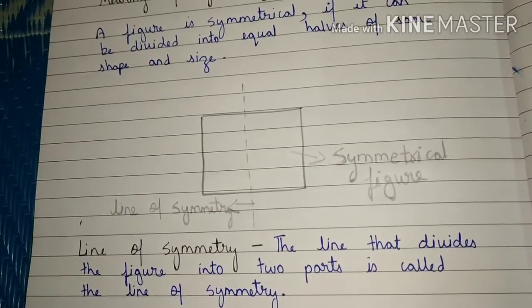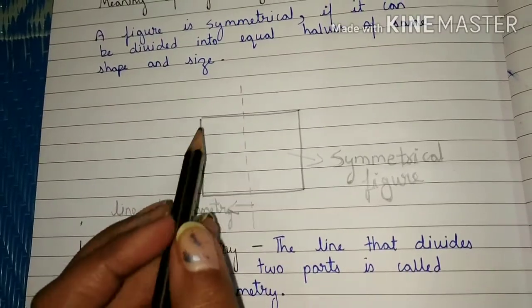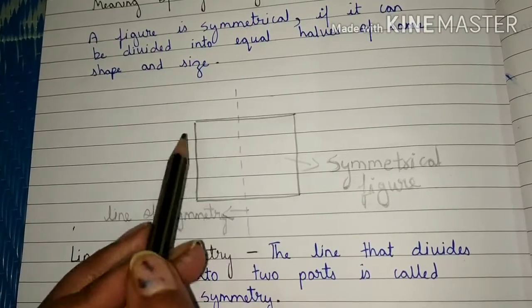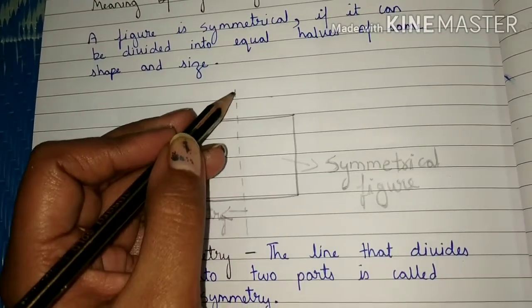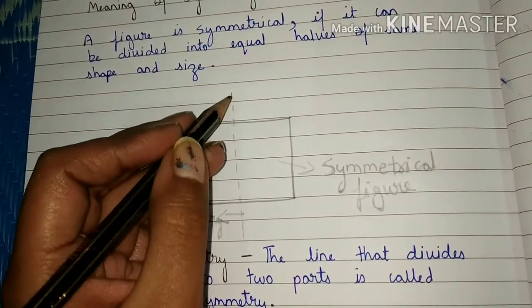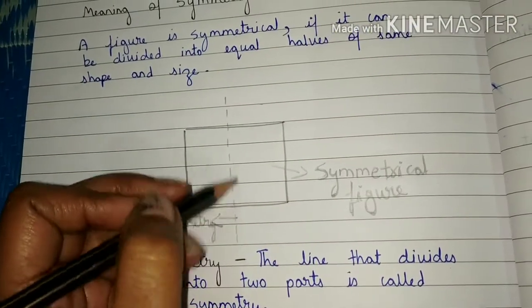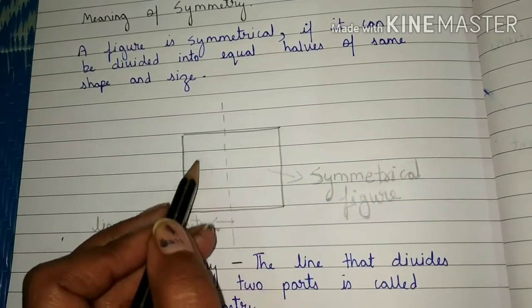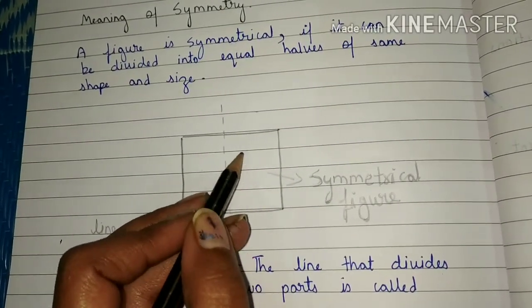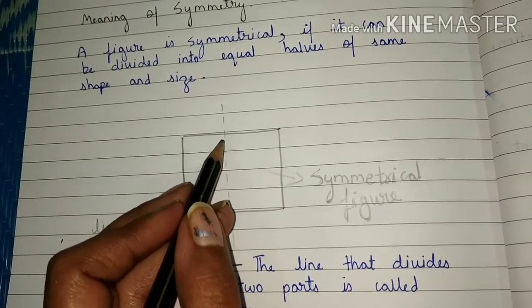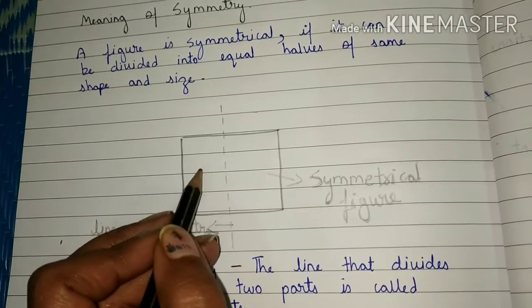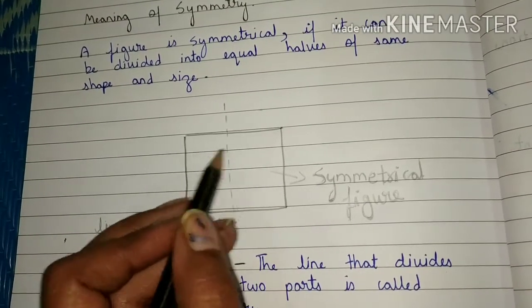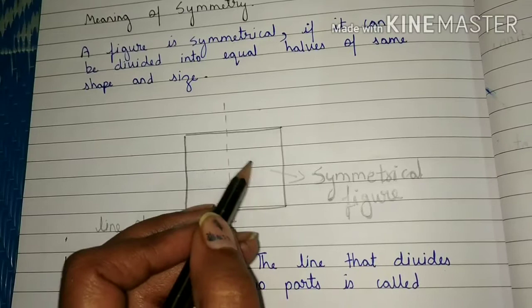Students, again I will explain the concept of symmetry. This is a figure of square. Now if you draw a vertical line like this, after that fold the figure along that line, students, you will notice that the two parts are overlapping each other. Two equal parts are covering each other or they are facing each other.